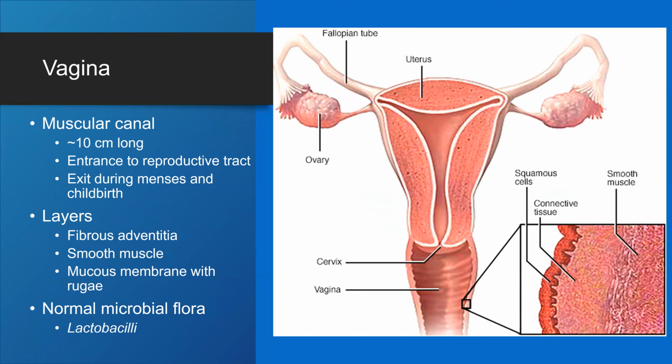Layers will include adventitia, smooth muscle, and mucous membrane with rugae, so that's the vagina. Also, it has a normal microbial flora, mostly lactobacilli.